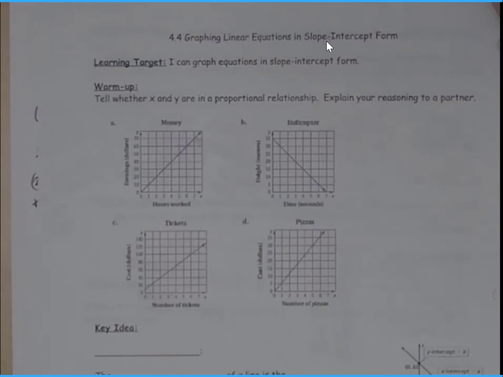Hey everybody, today we're going to talk about graphing linear equations in slope-intercept form. So the last few lessons we have graphed equations using t-charts and plotting some points. But before we begin, go ahead and complete your warm-up, hit pause, and turn it back on when you're done.